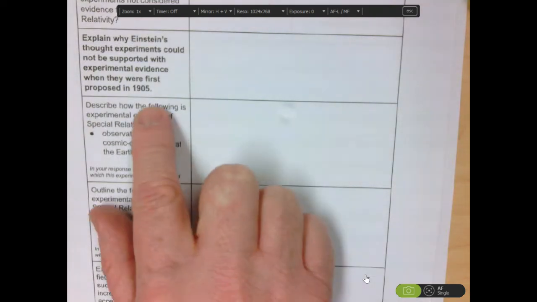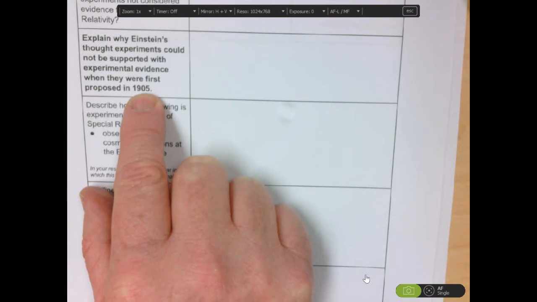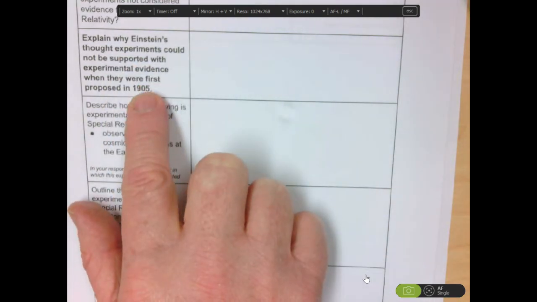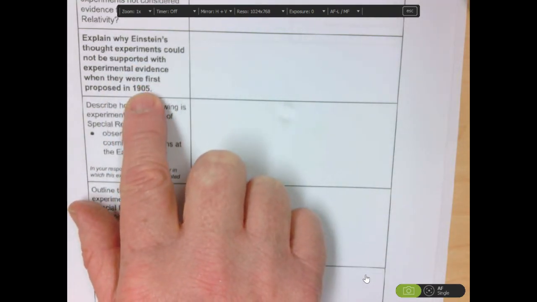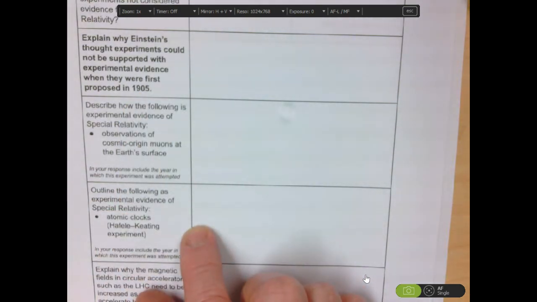Once again, referring to the whole idea that Einstein published special relativity back in 1905 with his 2 postulates. The actual name of that document is On the Electrodynamics of Moving Bodies, and it took us a while to be able to have the technology to do so.